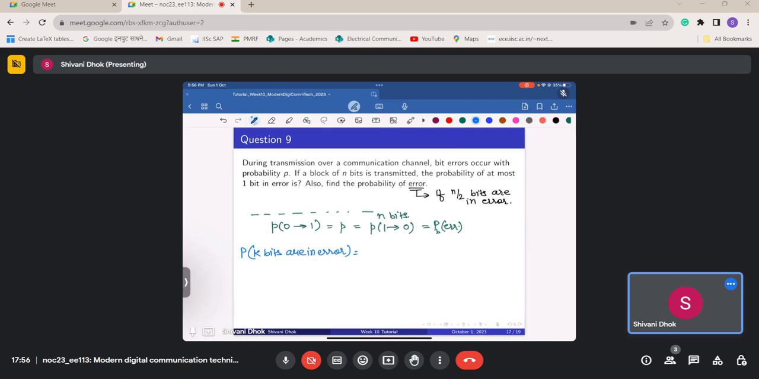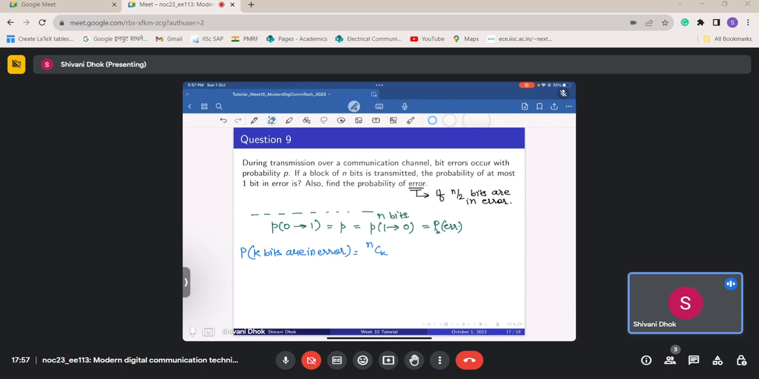Then what does it mean? It means that any k of these n bits might be in error. Any k of these. So that choice will be given by nCk, or n choose k.